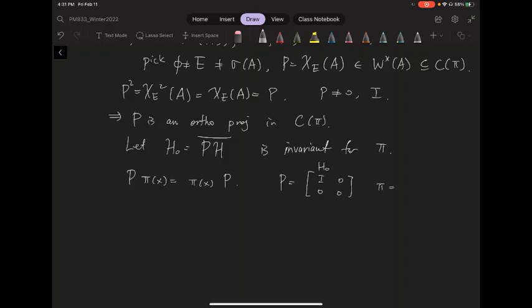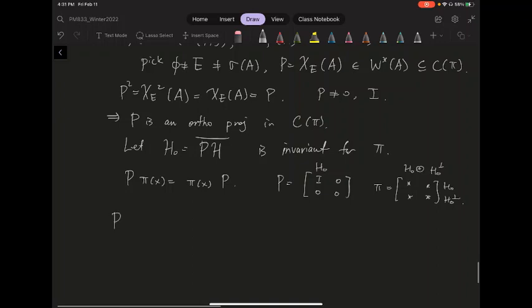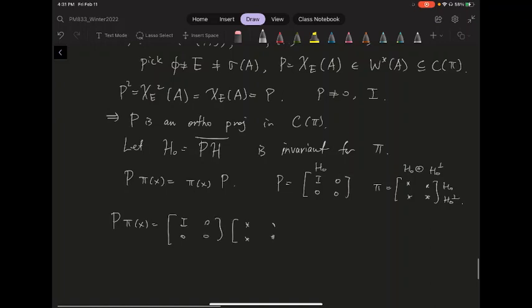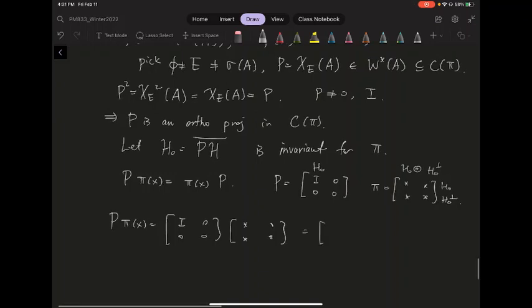And your pi, you can divide it based on this decomposition. So you have H0 direct sum H0 perp, and then H0 direct sum H0 perp. So on one hand, you have P times pi x. You multiply this identity with your pi, so you have a bunch of stuff like that. Okay. So what you end up with is that you only preserve the top two entries, but on the second row, they all become 0.